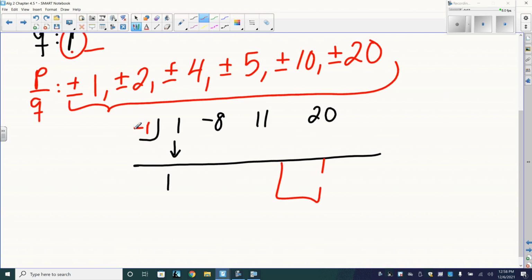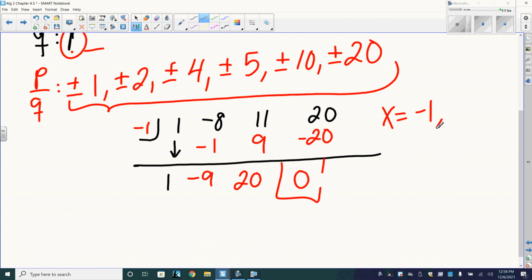And try it again. Negative 1 times 1 is negative 1. Negative 8 plus negative 1 is negative 9. Negative 1 times negative 9 is 9. 11 plus 9 is 20. And negative 1 times 20 is negative 20. And 20 plus negative 20 is 0.